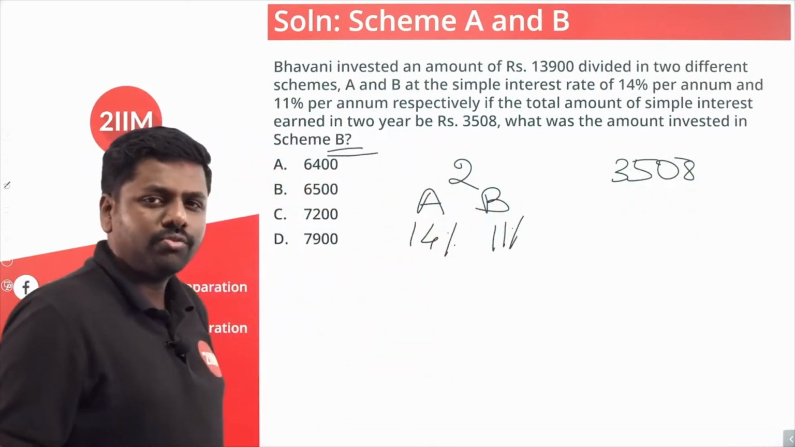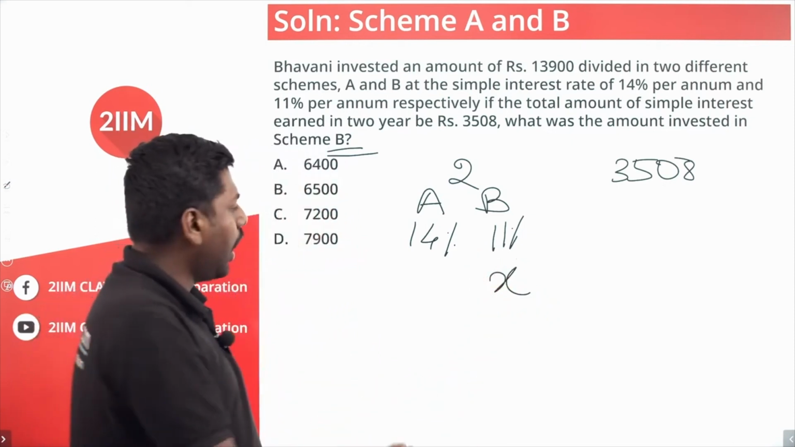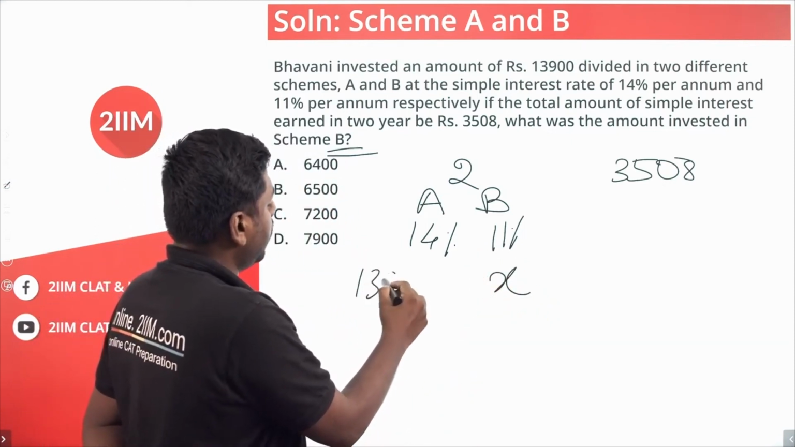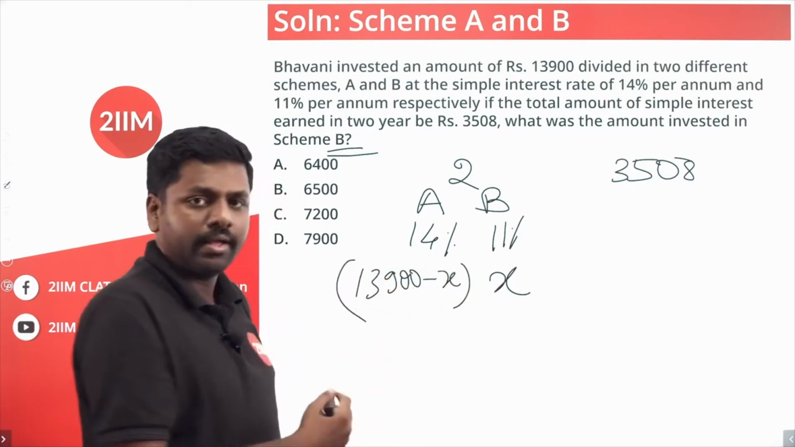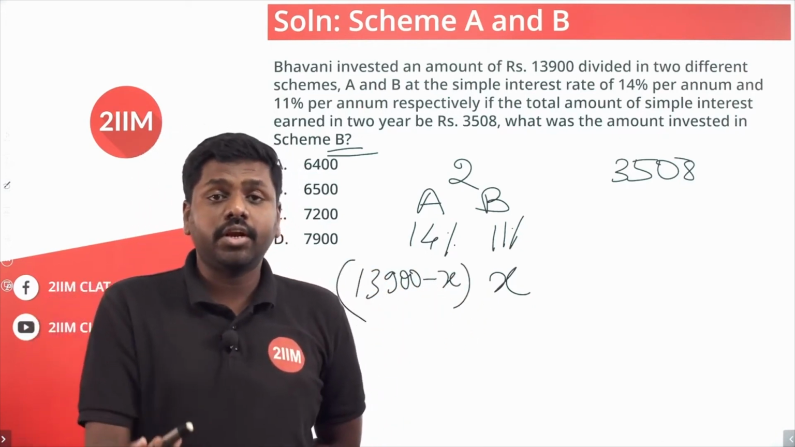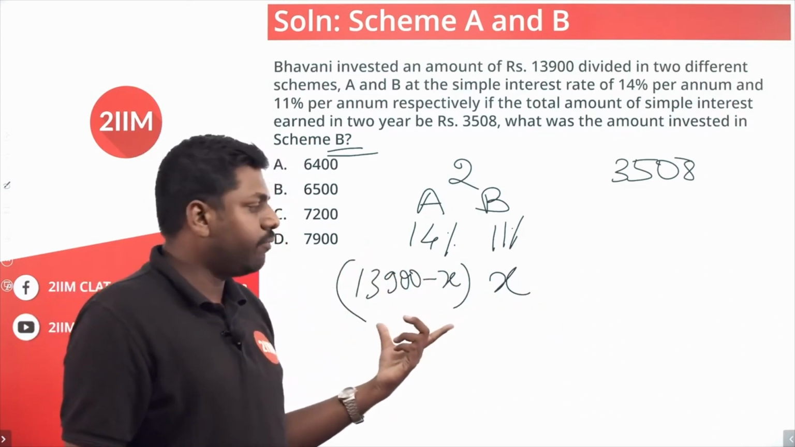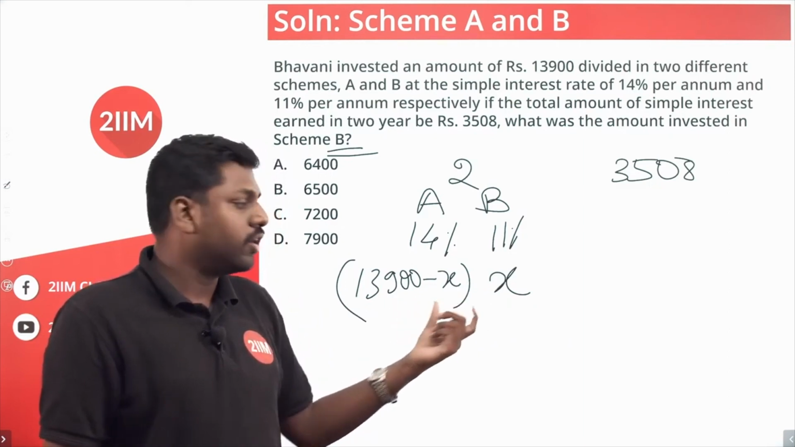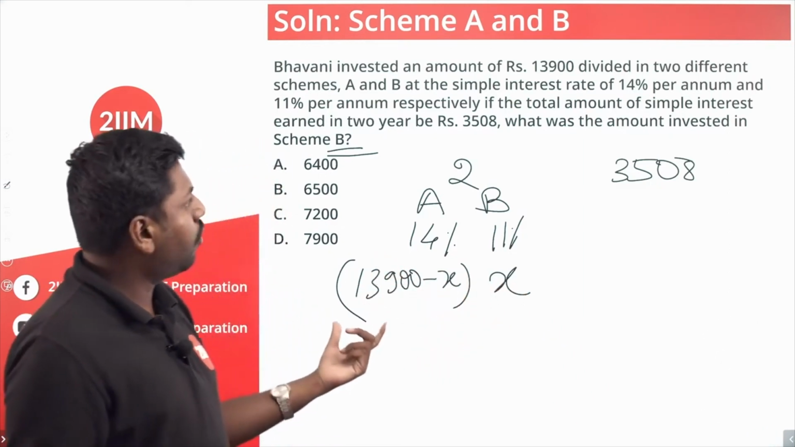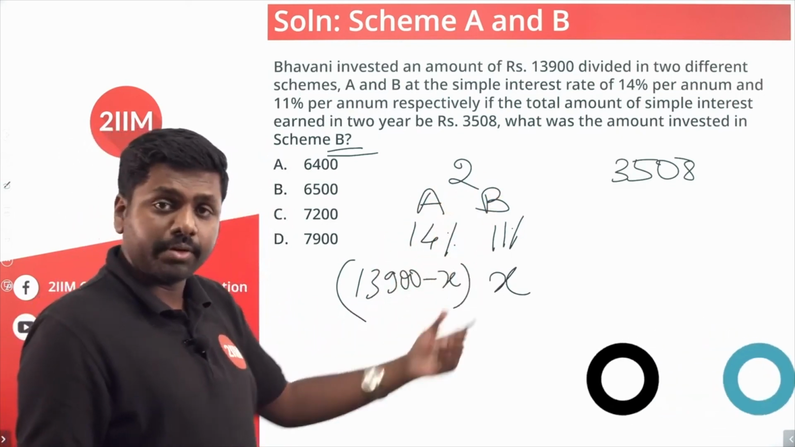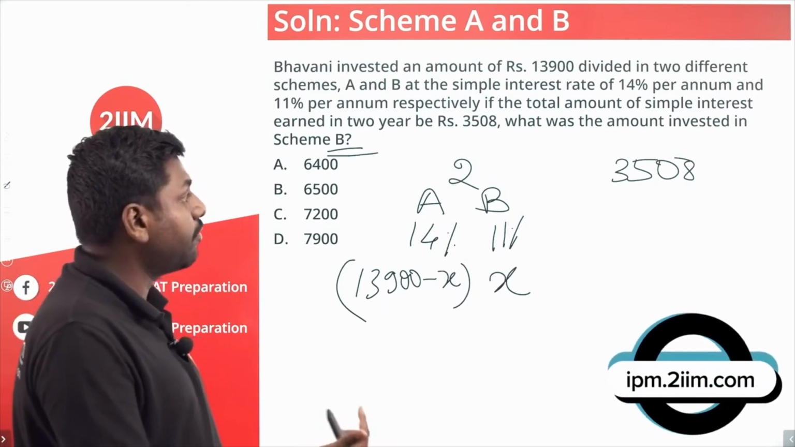What are we supposed to find? Scheme B. So I am assuming I have invested X rupees in scheme B and 3900 minus X rupees in scheme A. The total amount of money that I invested is 3900. So if I am investing X rupees in scheme B, I will invest total minus X in scheme A. So these are the two different amounts that has been invested. Right? Now we know this is 14%, this is 11%. And the total of these simple interest is going to be 3508.